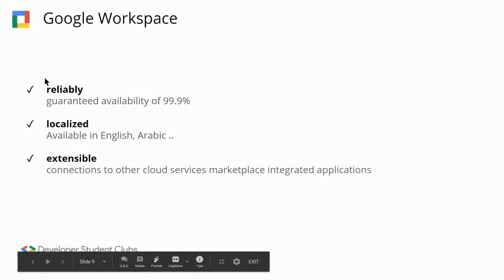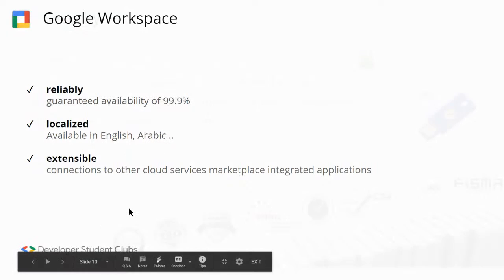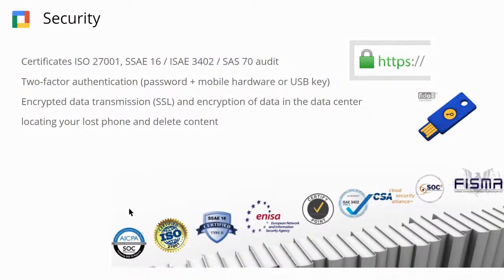Next, we have reliability. You can be assured that Google Workspace and any of your files will be available 99.9% of the time. It is also localized, which means it's available in English and in Arabic, and so on. It's also extensible, meaning the connections to other cloud service marketplace integrated applications. So, any questions that you guys have so far before we continue?